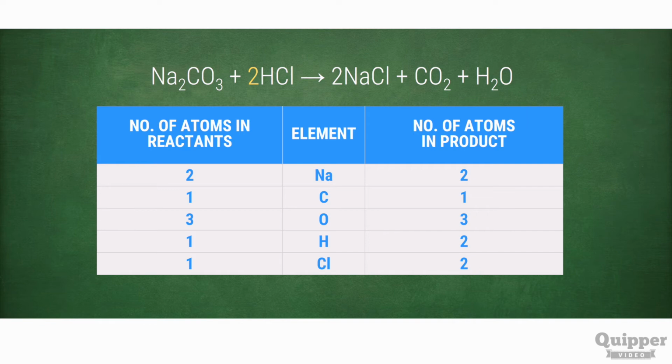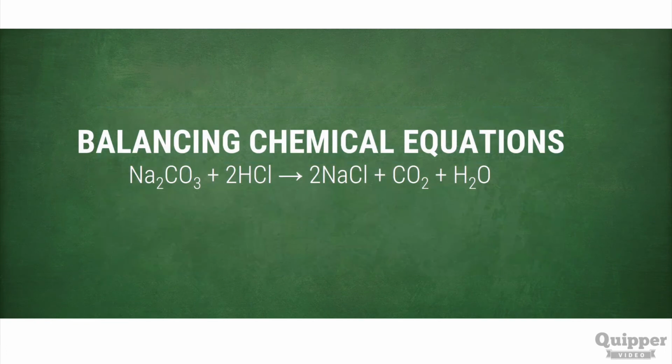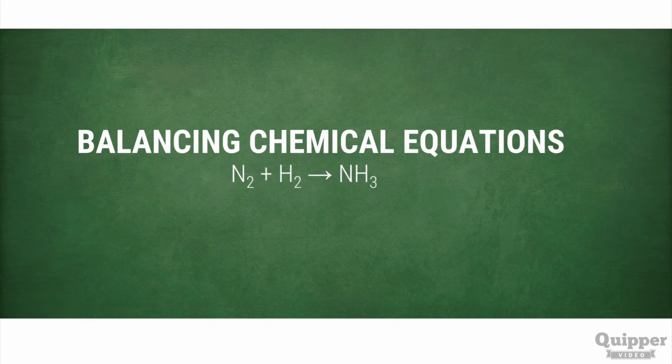This affects the number of hydrogen atoms too. So we have to change the number of atoms of H and Cl in the reactant side of the table. Check if the numbers of atoms of each element are balanced, both in the reactant and product side. Great! We're able to balance the equation. Let's have another one. Pause this video and try to balance the equation on your own.